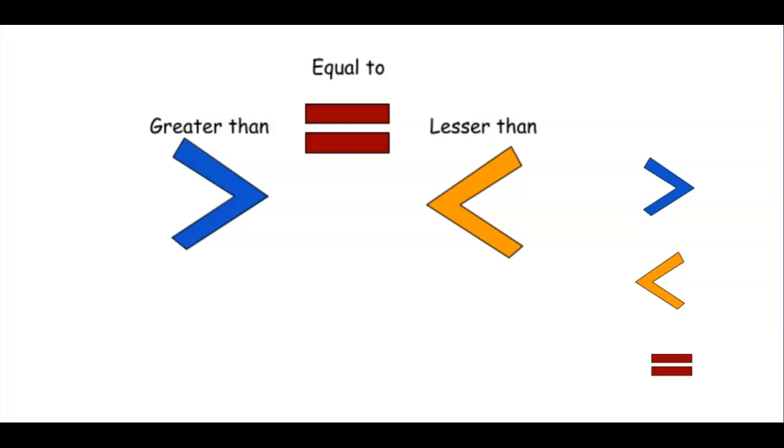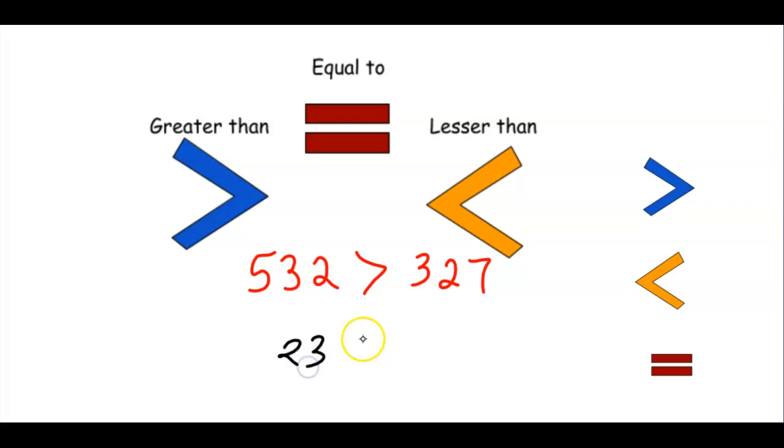For example, I could say 532 is greater than 327. Or I might say that 23 is less than 32. So you've already used the comparison symbols and you already know a little bit about fractions. Today's lesson, we're just going to put those two things together. Instead of comparing two numbers, we're just going to compare two fractions to see which one is greater than the other one. So let's jump right into it.